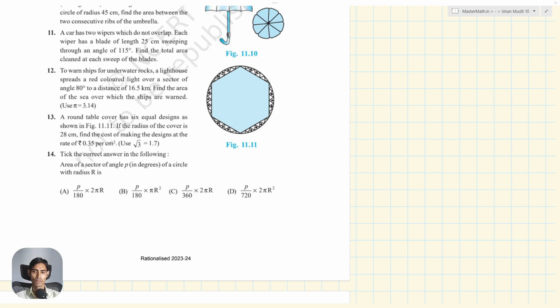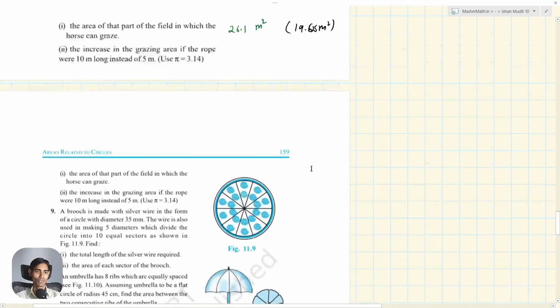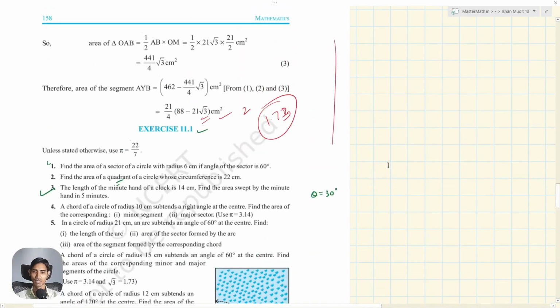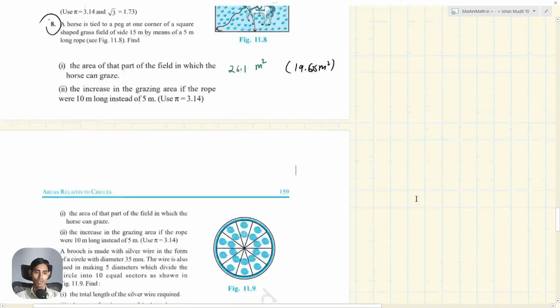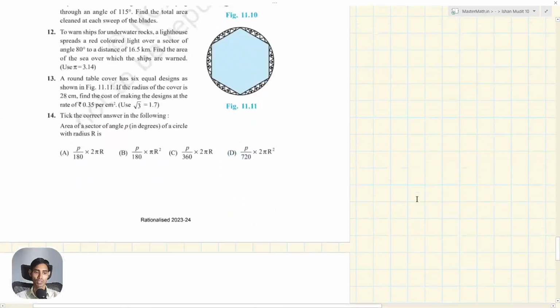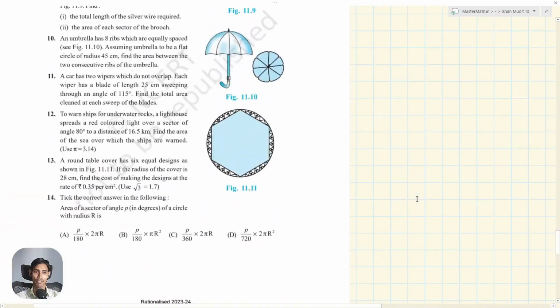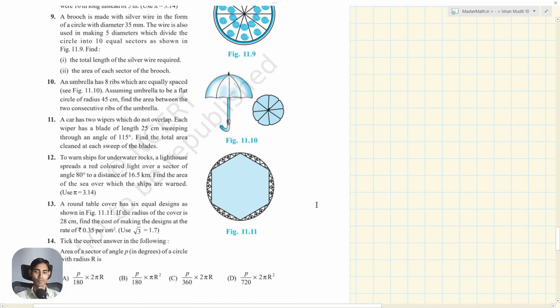So what exercise is this? Yeah, what exercise is this? This is the only exercise of the 11th chapter, the first exercise in the new NCERT. In case you don't have access to the new NCERT, you can go to the drive link already shared.